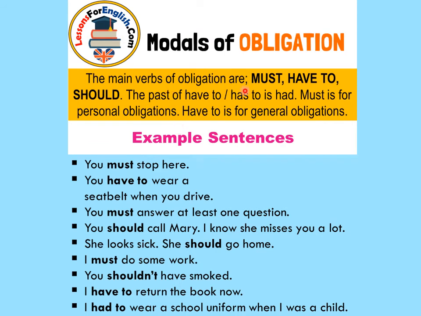The main verbs of obligation are must, have to, and should. The past of have to or has to is had to. Must is for personal obligations. Have to is for general obligations. For example, you must answer at least one question. See how it's used for a personal obligation?